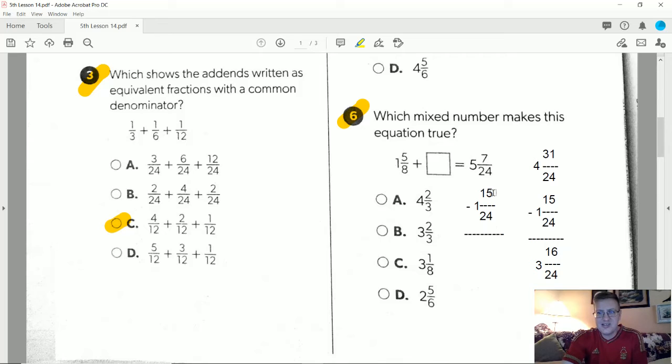I cannot do the 7/24 minus 15/24 part, so I have to take away a group from here, change that from 5 whole groups to 4 whole groups, and then take my 24 parts for the whole group that I took away and add it to my 7 parts to get 31/24. So now I can do a normal subtraction problem. I can do 4 minus 1 is 3, 31 minus 15 is 16, and so I'd have 16/24. So 3 16/24 would come out to be 3 2/3 when I reduce the fraction.